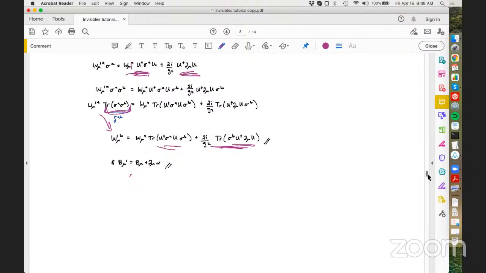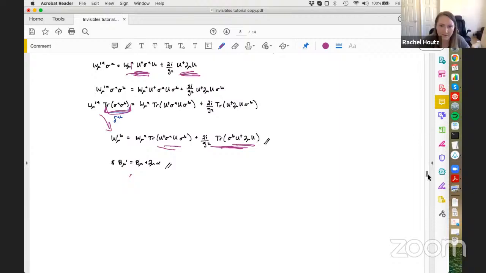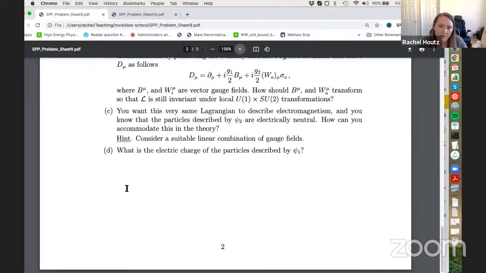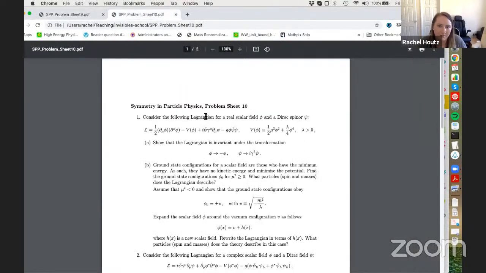Seems not yet. Okay, great. Maybe this is a bit boring for you guys and you want to get into some electroweak symmetry breaking. So let's move on to those questions now that we've done the basics of how these group theory things work out. All right, so on to electroweak symmetry breaking.